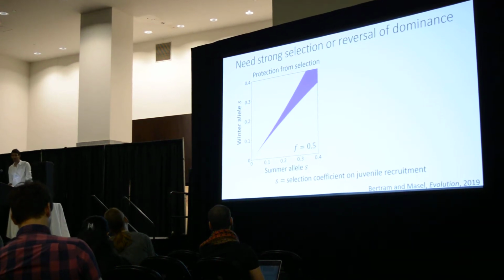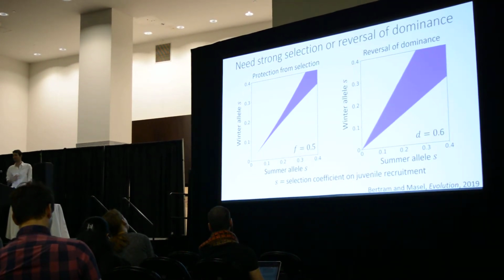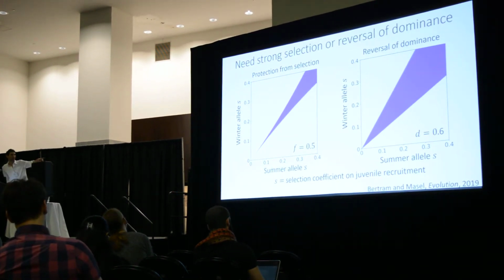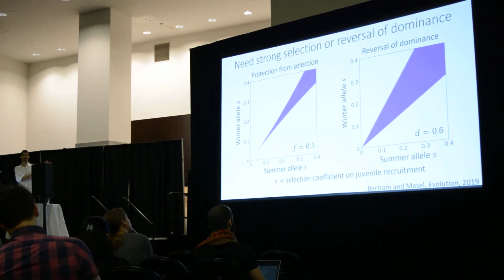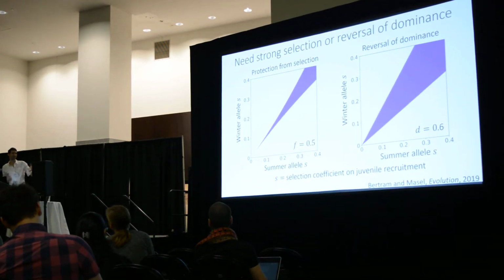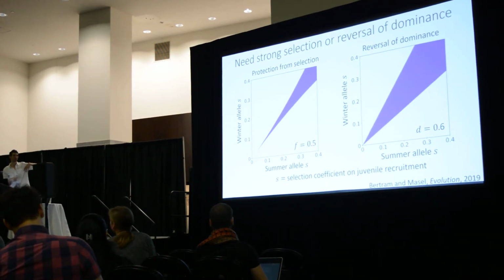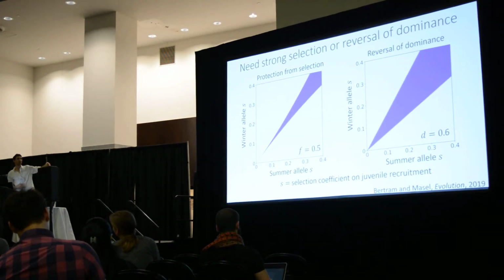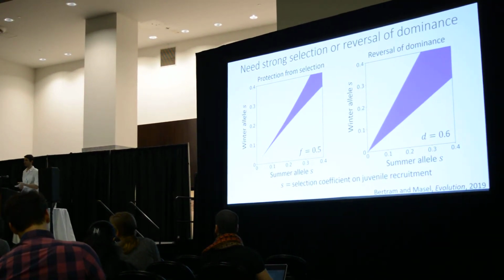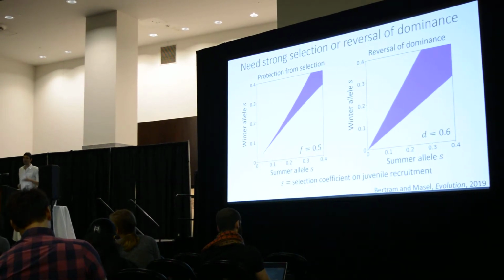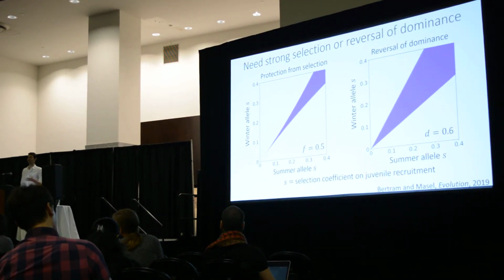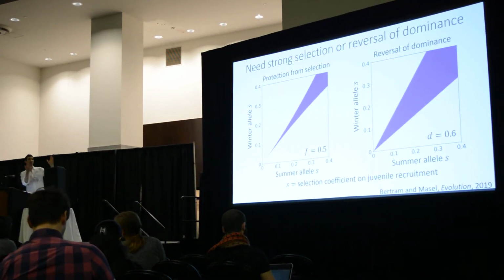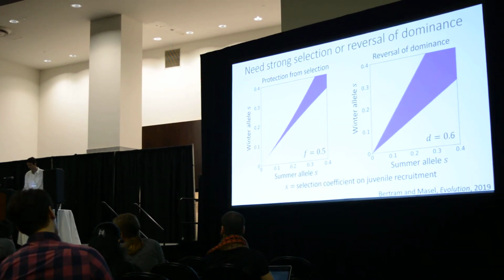Now compare this to reversal of dominance, and you have this really nice big broad region of coexistence. Sorry, I should have mentioned that f = 0.5 is the parameter that I was using for protection. In the case of overlapping generations, that means that half of your adults persist each time step of the model, which is quite high protection. So I haven't been mean for protection from selection. In the reversal of dominance case, I have been kind of mean. I said, this is very modest reversal of dominance. To remind you, a dominance coefficient of 1/2 is no dominance at all. A dominance coefficient of 1 is complete dominance. So 0.6 is very modest reversal of dominance, and you've got this really broad region of coexistence.